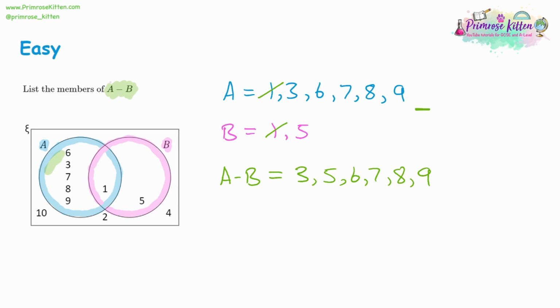uniquely in set A, so numbers that are only in set A and nowhere else. Colour these in green. And it's given me numbers that are uniquely in set B. They're only in set B and they're nowhere else. What it's not giving us is this overlapping section with a 1 in it. That's what A take away B means.